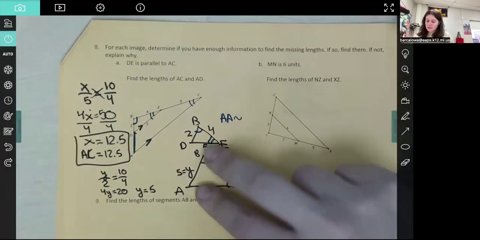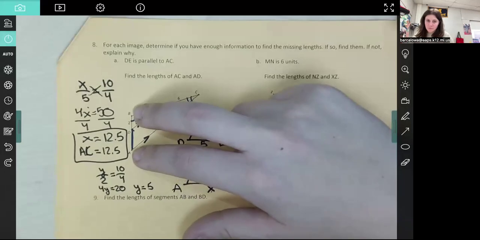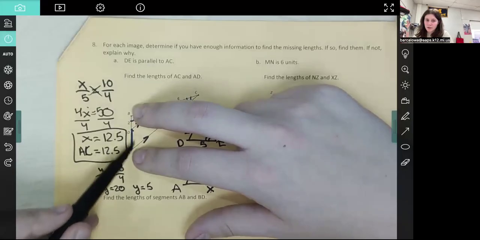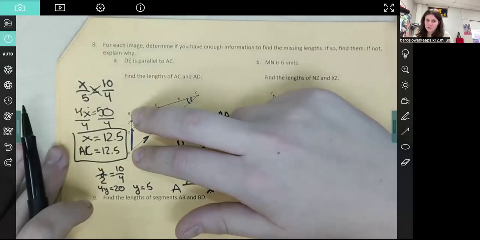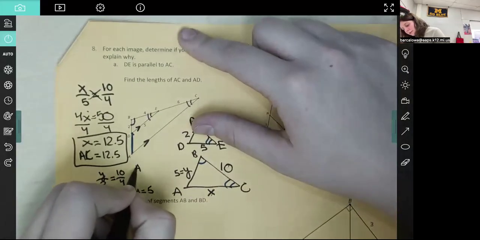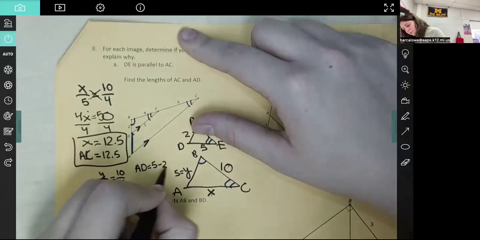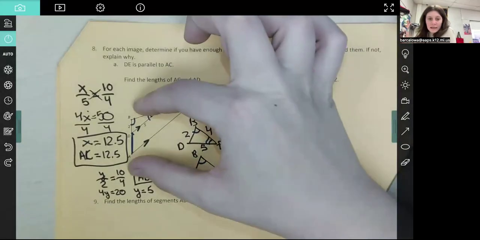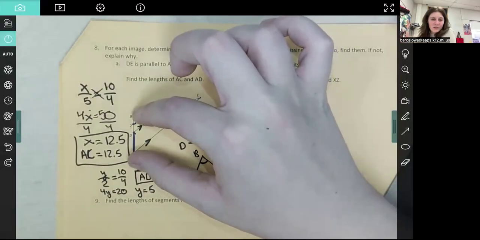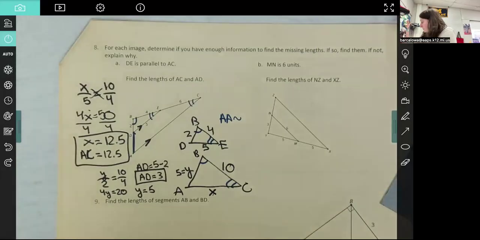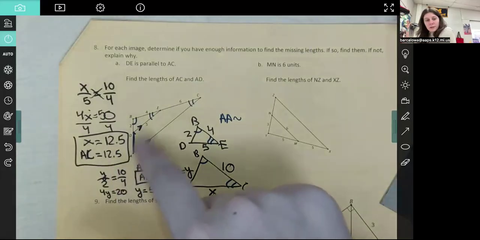Meaning this whole side AB is 5. So if this is all 5 and I just want this part, well, 5 minus 2 will give me just that part. So AD is 5 minus 2. AD is 3. So you might have to find a longer side length and then subtract a known part to be able to find just that little part. Hopefully you organized your work better than mine because this is all messy.